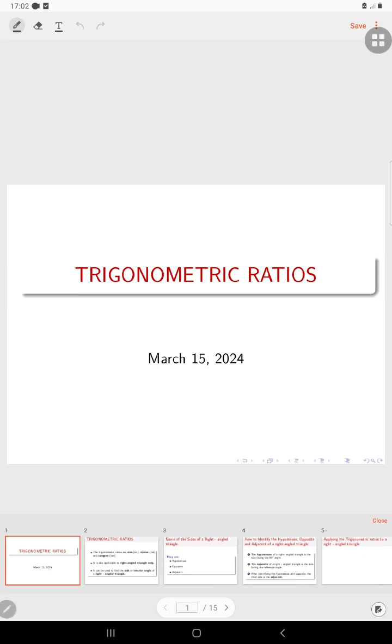What are these ratios? When we say tri, from the word tri, it has to do with three: triangle, three-sided polygon. So when we say trigonometric ratios, it tells us we are talking about something which is three.